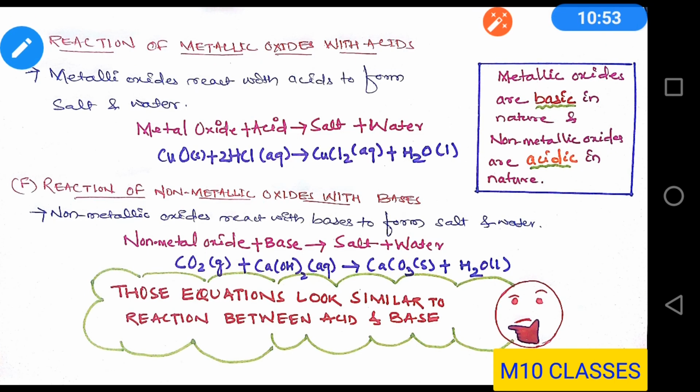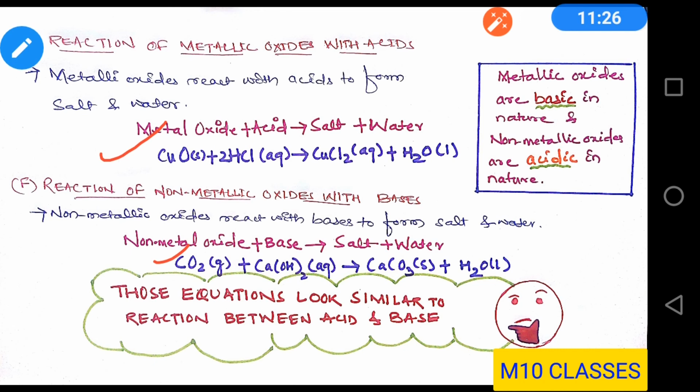Now next comes the reaction of metallic oxides with acids. Metallic oxides react with acids to form salt and water. Now see here, copper oxide plus hydrochloric acid gives copper chloride, which is bluish in color, plus water. Reaction of non-metallic oxides with bases: the reaction is quite similar. Non-metallic oxide with base again produces salt and water. For example, carbon dioxide plus calcium hydroxide, you have already seen this equation. This produces calcium carbonate and water.